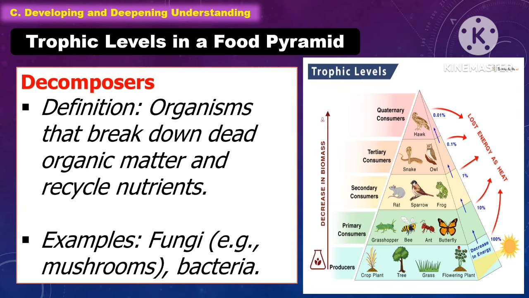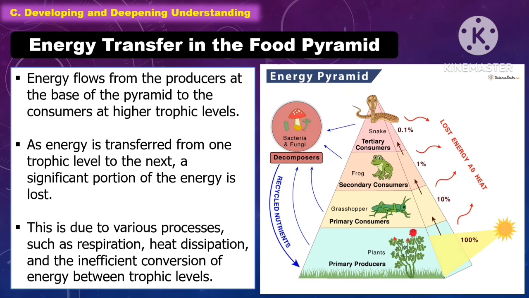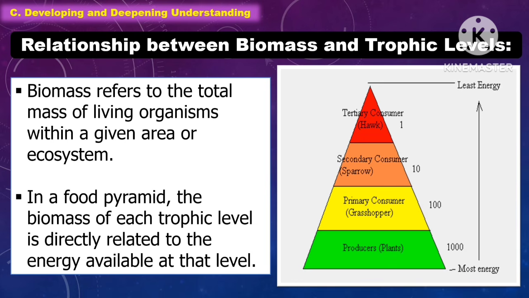Decomposers are organisms that break down dead organic matter and recycle nutrients. Examples are fungi and bacteria. The energy flows from the producers at the base of the pyramid to the consumers at the higher trophic levels. As energy is transferred from one trophic level to the next, a significant portion of energy is lost. This is due to various processes such as respiration, heat dissipation, and the inefficient conversion of energy between trophic levels.